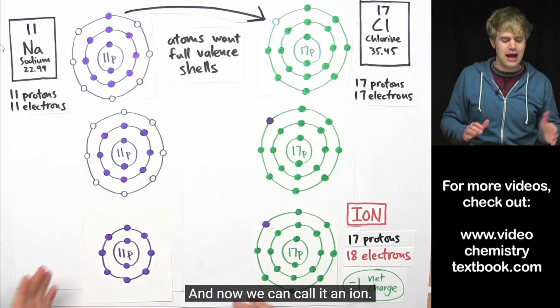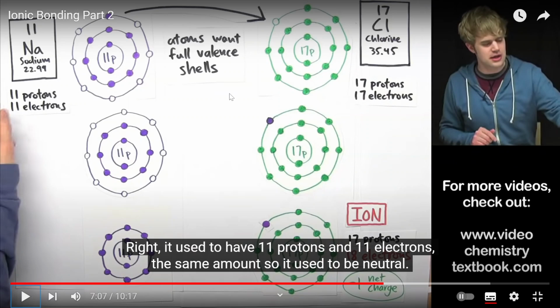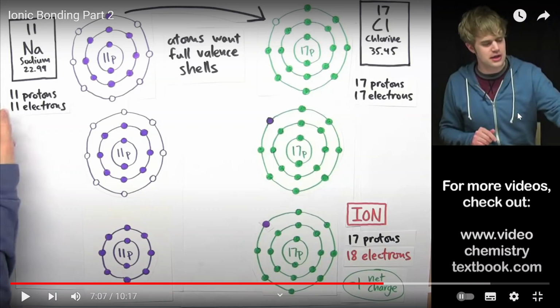Now, sodium also became an ion, right? Now, before we go on with that, I'm just going to move that out of the way so that you can copy that down if you need to. Unfortunately, the little red line is right over top of the negative sign, but that should be a -1 net charge. Okay. So you have 17 protons, 18 electrons, and a -1 net charge.